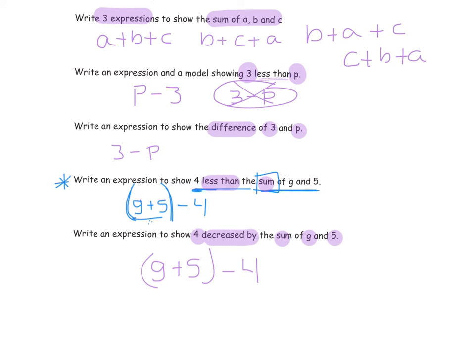And then again this last one, it's 4 decreased by, so we know it's going to be 4 minus the sum. So it is extremely important that you have the parentheses in there because you're decreasing 4 by the sum of G and 5. So the parentheses need to be there.